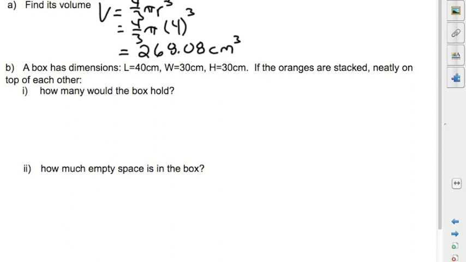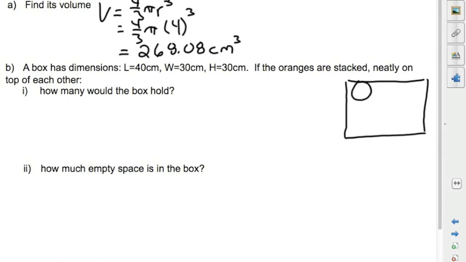Well, let's take a top view of the box. So we look at a box like this. I know where you're going with this, Matt. You're thinking, we calculate the volume of the box, divide by the volume of the orange, and we get how many oranges. Not quite. This is a box, right? We put an orange in here. Are there gaps? Yeah. It's not a cone, it's a sphere. It's an orange.